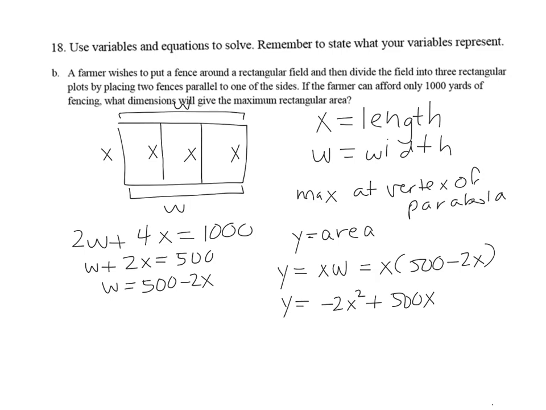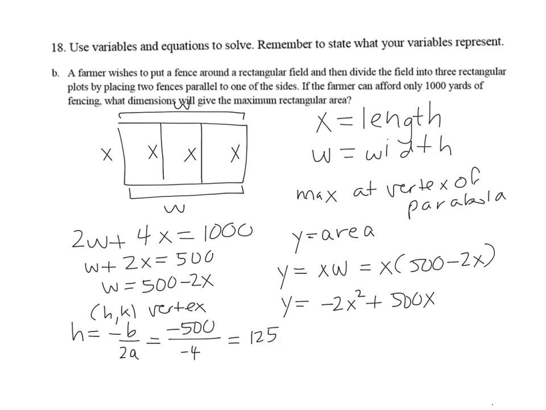Now again, I can see this is an equation of a parabola that opens down, so its maximum point is going to occur at the vertex. The equation for the x of the vertex, if the vertex is (h, k), is h equals negative b over 2a. So here, b is 500, so that'll be negative 500, and a is negative 2, so twice a will be negative 4. 500 divided by 4 is 125.